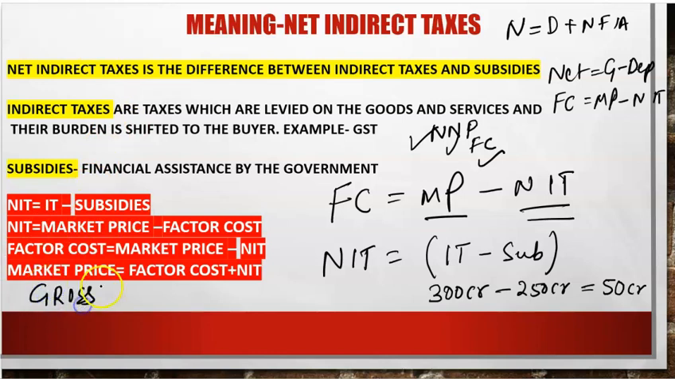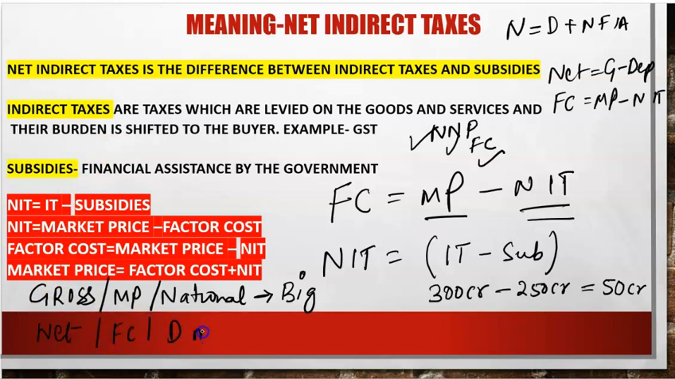Take gross, market price and national. Assume them, because national can be smaller also, as big figures. So gross, MP and national as big figures, and net, factor cost and domestic as small figures. And you should learn their adjustments.